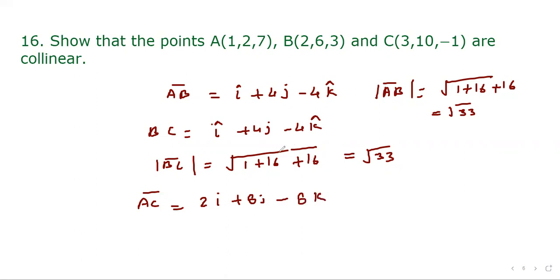Here, if we directly compare it in terms of vectors, still it is true. Vector AB plus vector BC is equal to vector AC, because the sum of the two i will become 2i, 4j will become 8j, and 4k will become 8k. So still we can say they are collinear.